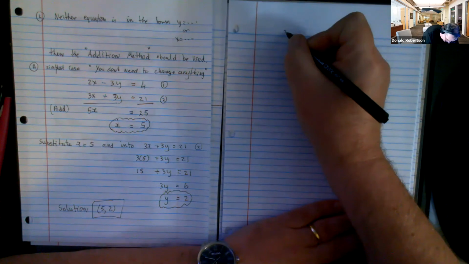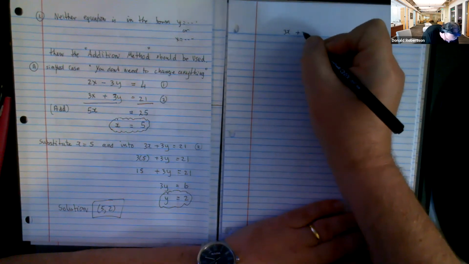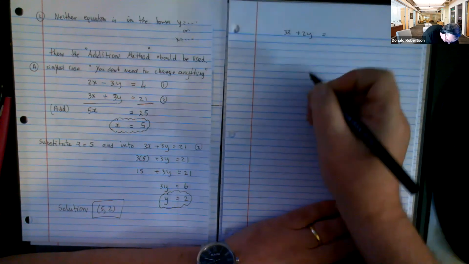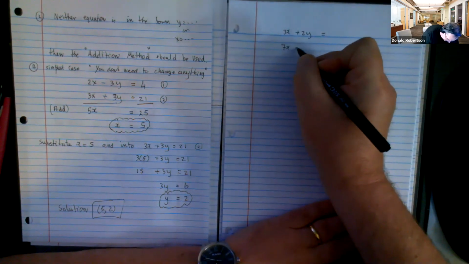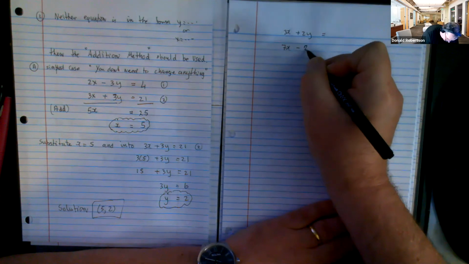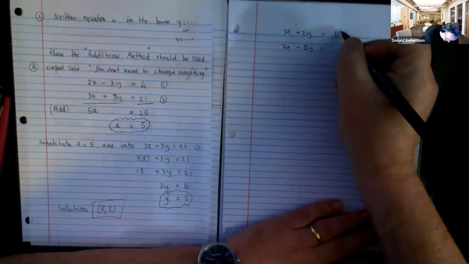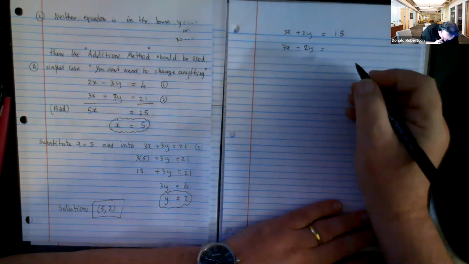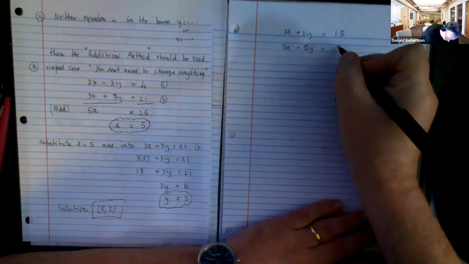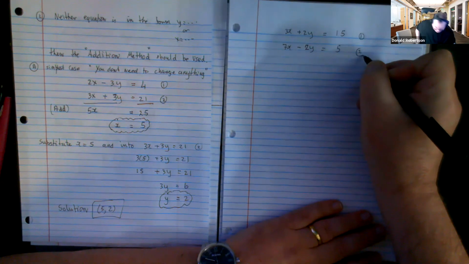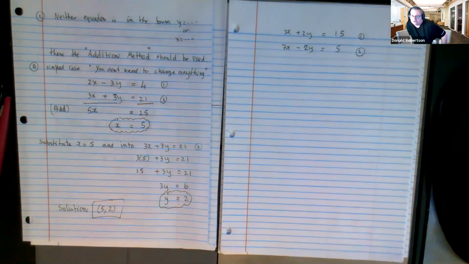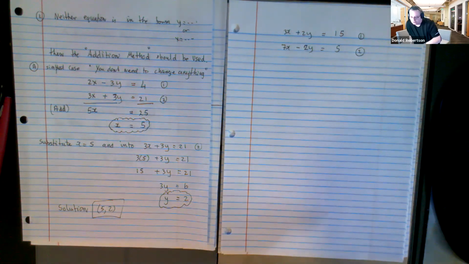So 3x plus 2y and 7x minus 2y. This can be 15 and this can be 5. So solve that system of equations using the addition method. You've only got 2 minutes. Go for it.